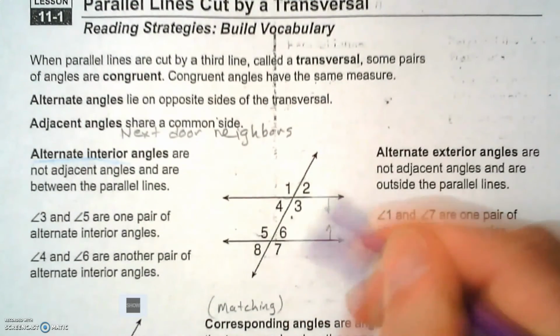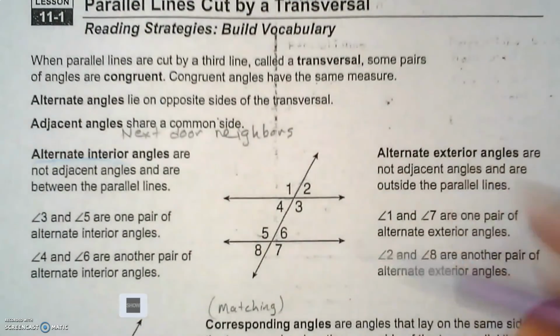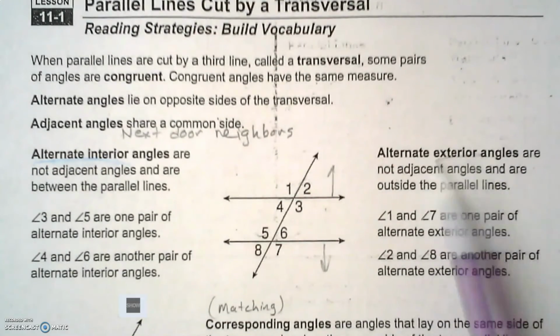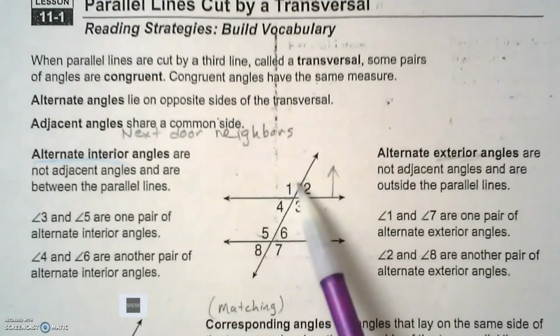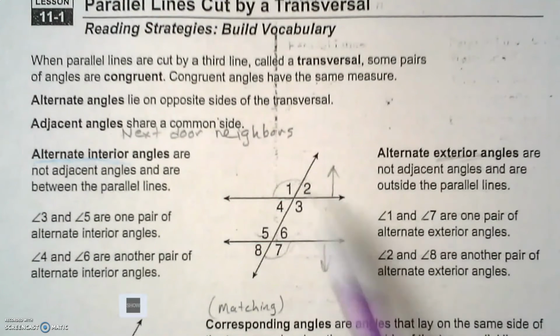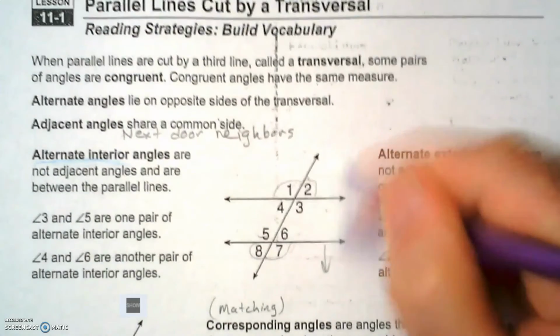Alternate exterior is the opposite. They are outside the parallel lines. Okay? That's what exterior means. The exterior of your car is the outside. So angles 1 and 7. See, here's 1. You have to jump way out here to the other side of the transversal. 1 and 7. You can see the other pair, 2 and 8. So that's where this is coming from.